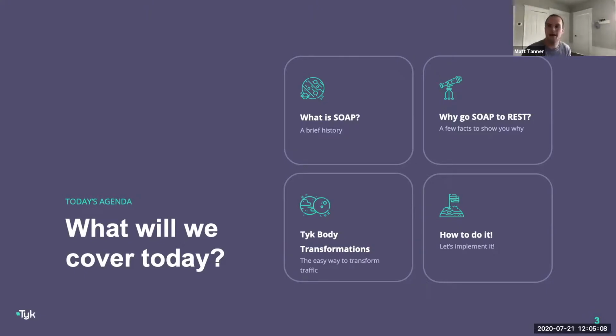Then we'll look at the meat of our presentation today, which is Tyke body transformations. And that is the easy way to transform your incoming and outgoing traffic. Then I'm going to show you a quick demo of how to do it. I think you'll be quite impressed with how quickly we can take a SOAP web service and put a RESTful facade on it in probably about 5 minutes or so.